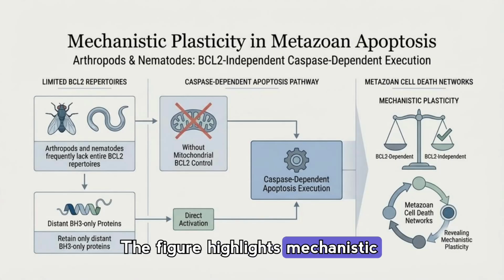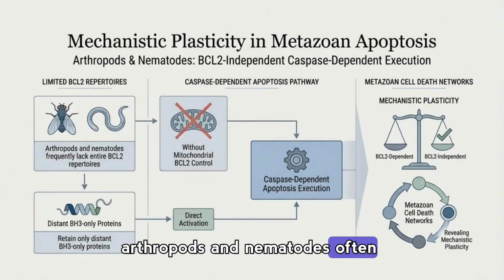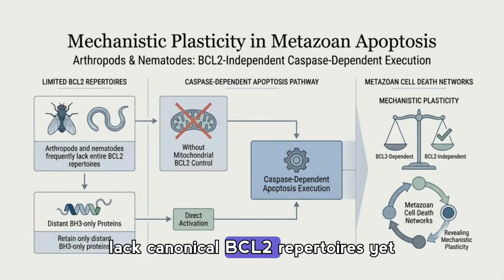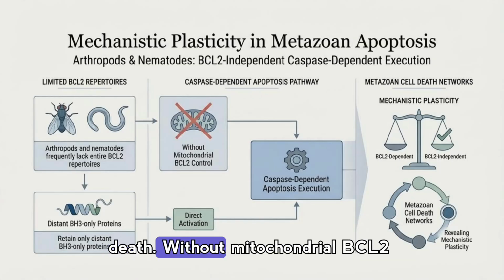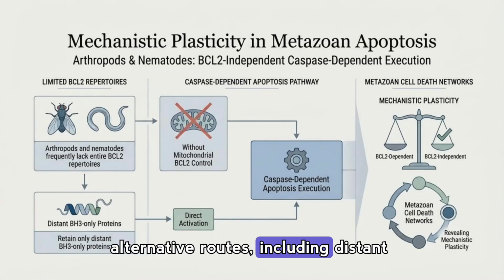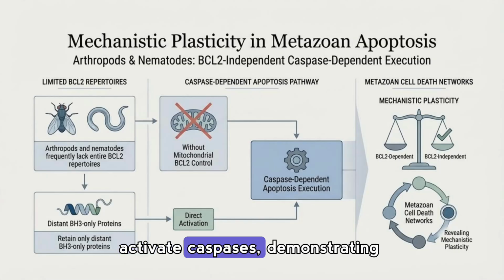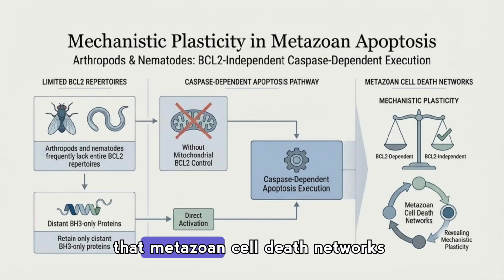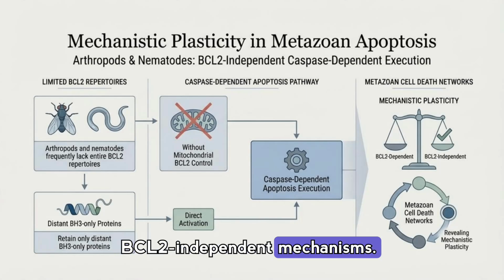The figure highlights mechanistic plasticity in apoptosis, showing arthropods and nematodes often lack canonical BCL2 repertoires yet execute caspase-dependent cell death. Without mitochondrial BCL2 control, these organisms rely on alternative routes, including distant BH3-only proteins that directly activate caspases, demonstrating that metazoan cell death networks can flexibly shift between BCL2-dependent and BCL2-independent mechanisms.